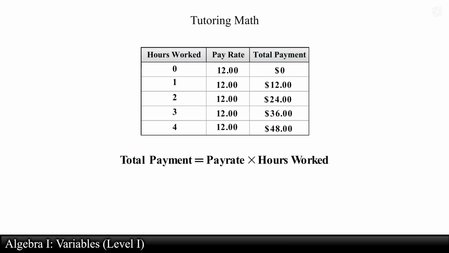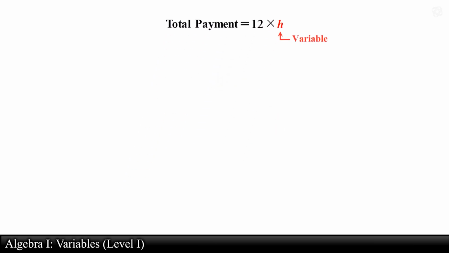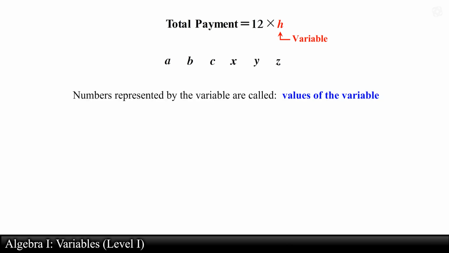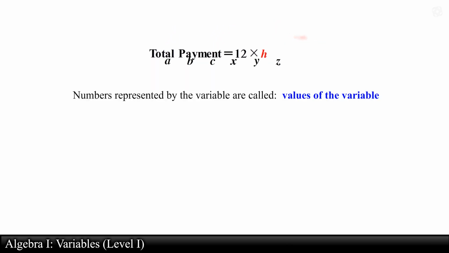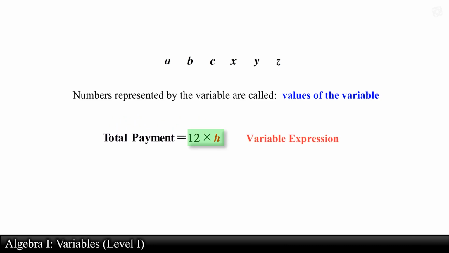In algebra, we can represent this expression as follows. 12 times h. The letter h stands for the hours shown in the first column of the table. In addition, h can stand for other hours not in the table, like 5, 6, and even 80 hours. In algebra, we call the letter h a variable. A variable is nothing more than a symbol, usually a letter of the alphabet used to represent one or more numbers. That's all they are. The numbers that are represented by the variables are called the values of the variable. An expression that contains variables such as 12 times h is called a variable expression.